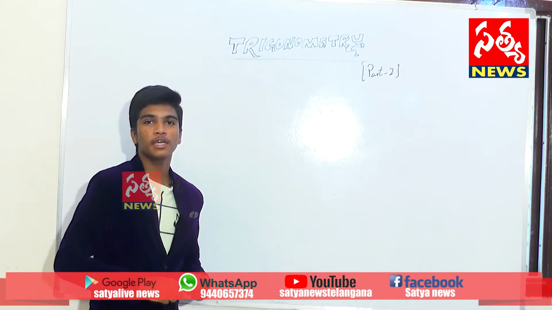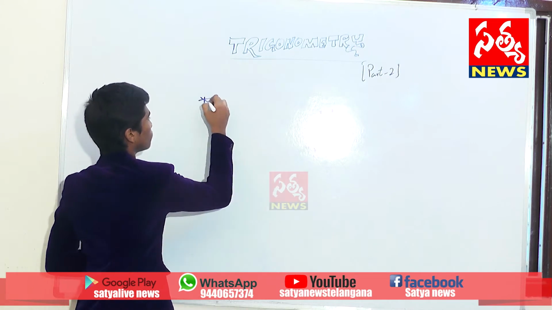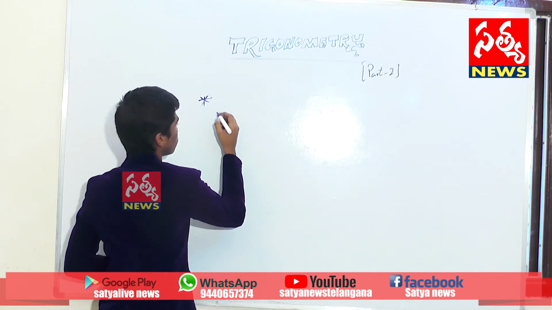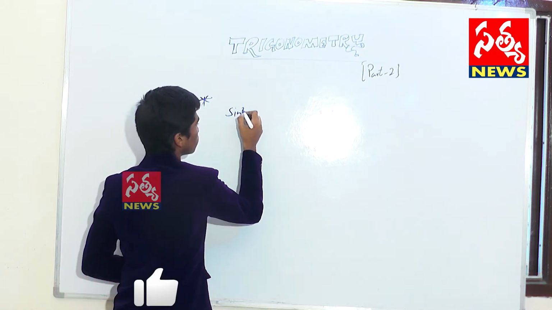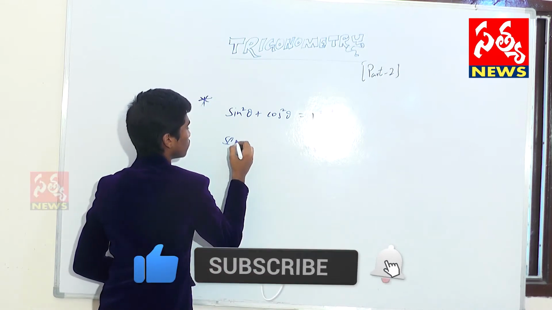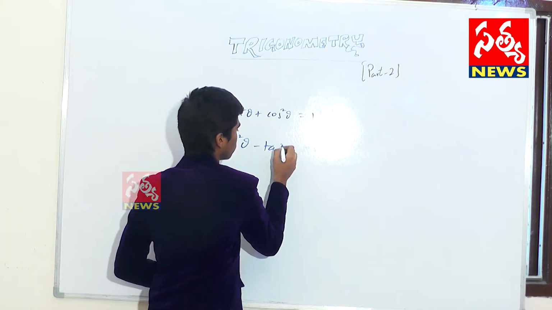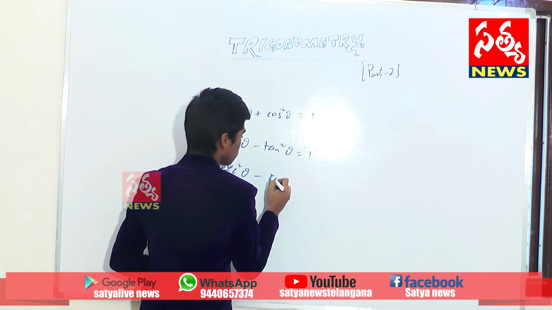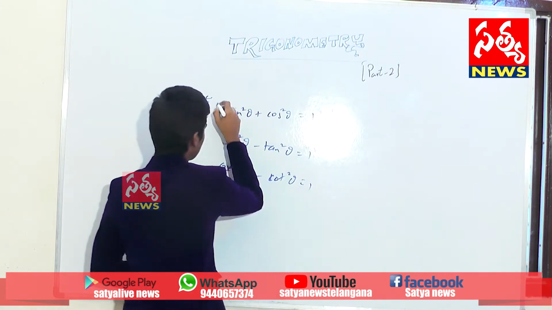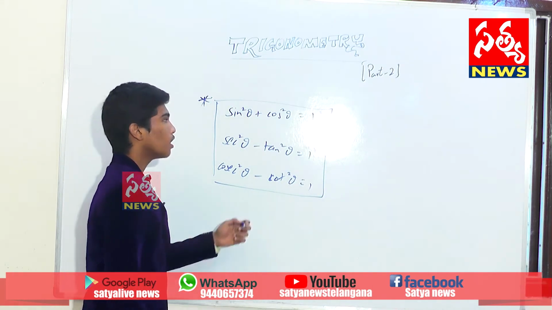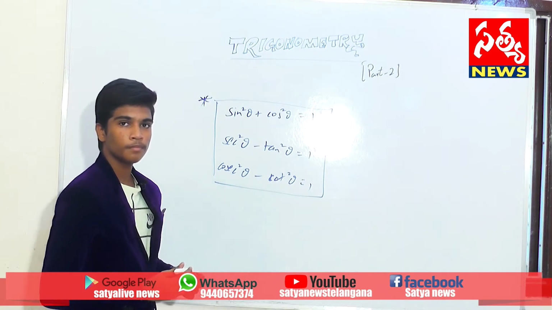Now I am going to say the identities of trigonometry. There are 3 identities which you have to remember. The first one is sin square theta plus cos square theta equals to 1. Secant square theta minus tan square theta equals to 1. Cosecant square theta minus cot square theta equals to 1. These are the 3 major formulas you have to remember. I will say the proof of them.